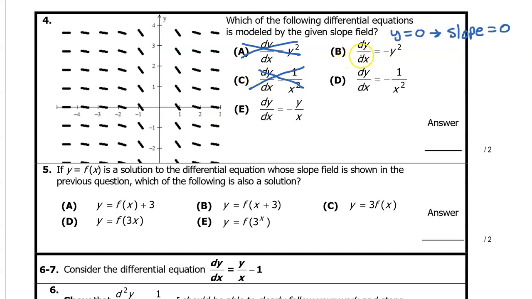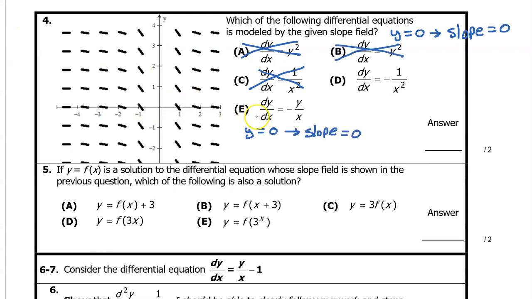If B was the answer, whenever y would equal 0, then we'd have negative 0 squared, which is 0. So the slope would be 0. Y is equal to 0 all along here. All of these would have a slope of 0. And that is clearly not the case. I mean, it's super obvious when you look at these two, for example. The slope is not 0. So it can't be B.